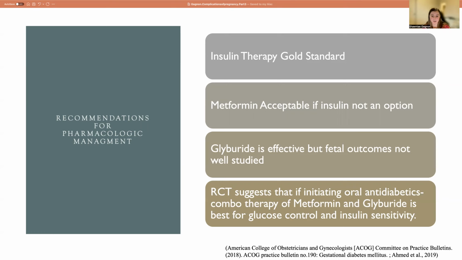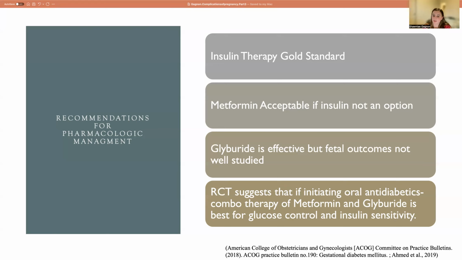Glyburide has been shown to be effective, but fetal outcomes really aren't well studied. There's conflicting evidence on whether or not it crosses the placenta. And it does put patients at increased risk for preeclampsia and stillbirth compared to insulin therapy.